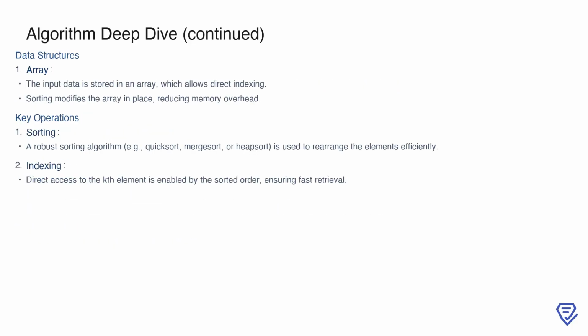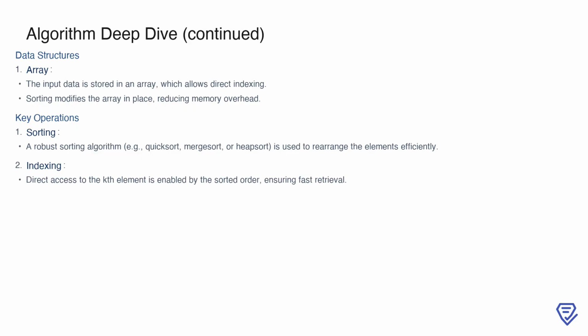Now, let's look at the data structures and operations involved in this approach. The input data is stored in an array, which allows direct indexing of elements. Sorting modifies the array in place when using built-in methods, which helps to minimize memory overhead. The algorithm relies on two main operations, sorting and indexing.